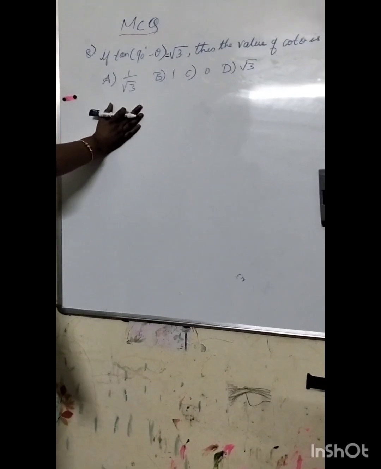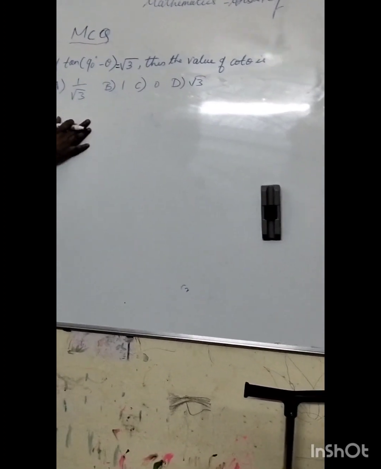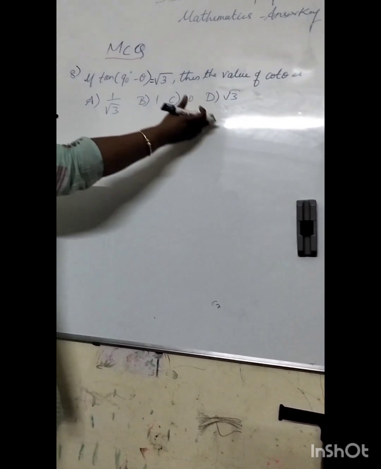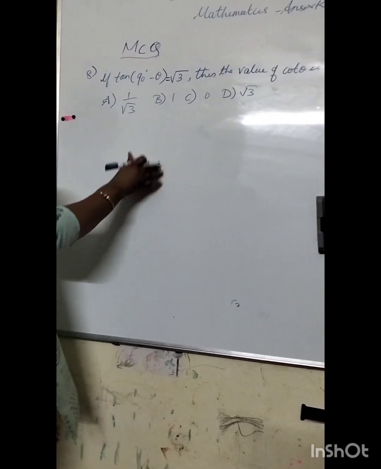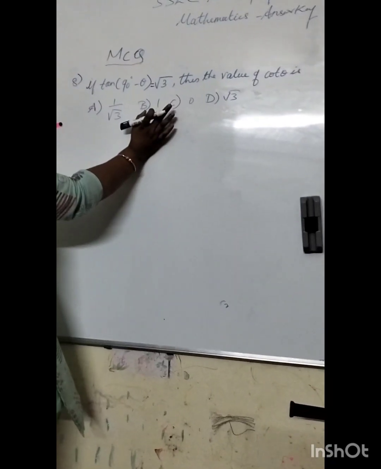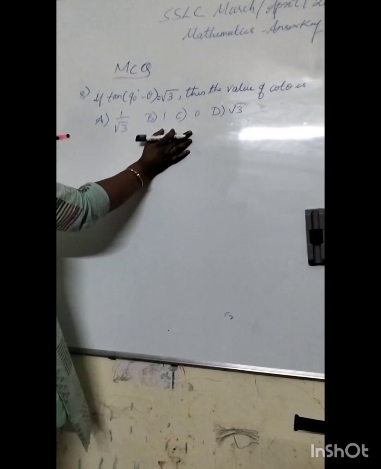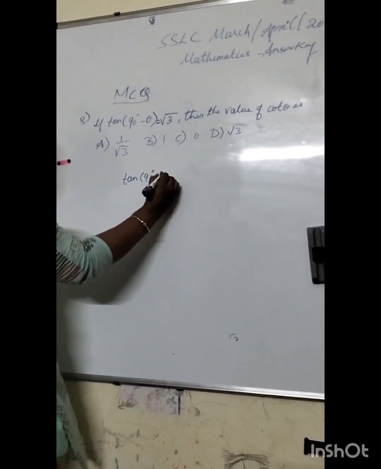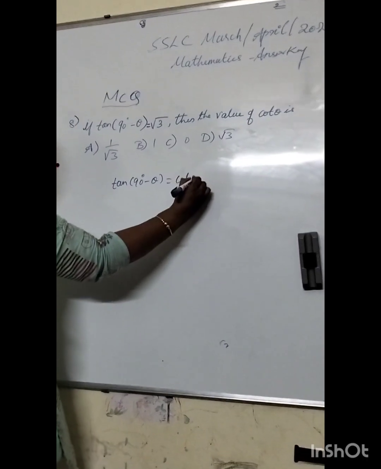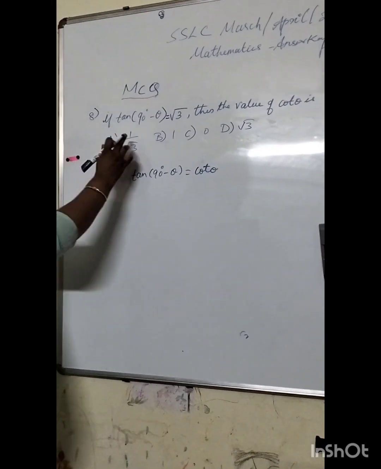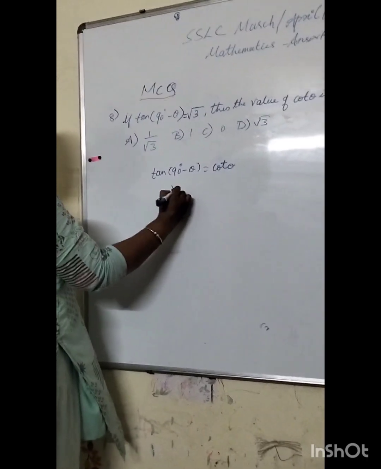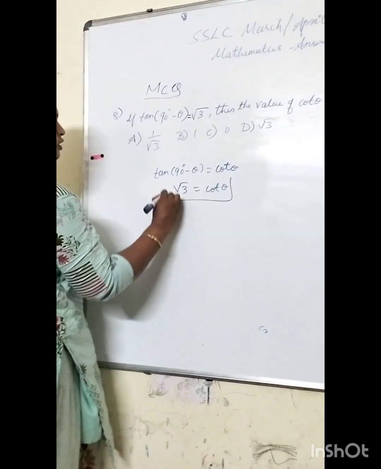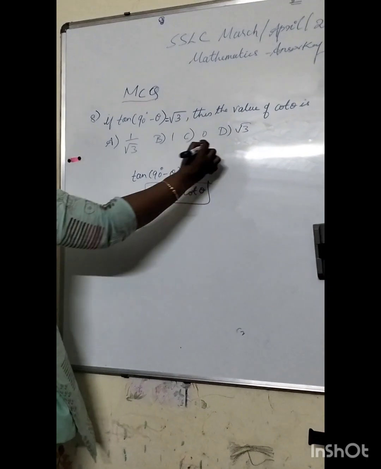Coming to the last question of MCQ, that's question number 8. If tan of 90 minus theta is root 3, then they are asking us to find the cot value. There is nothing to simplify here, as we have studied complementary angles. Tan of 90 minus theta is equal to cot theta. So according to the given, tan of 90 minus theta is root 3. That will be equal to cot theta. So go back to the options and check option D.